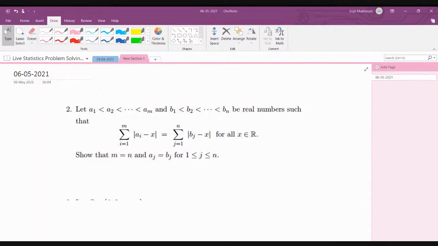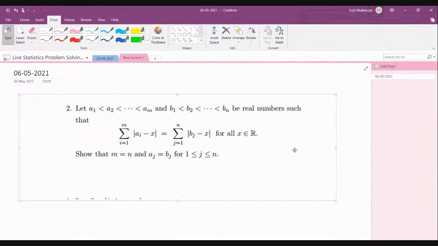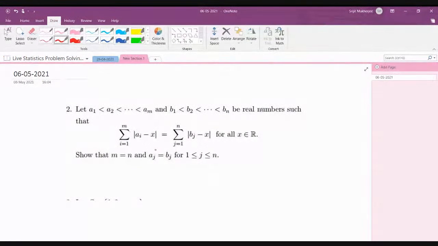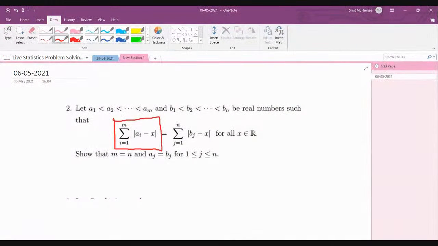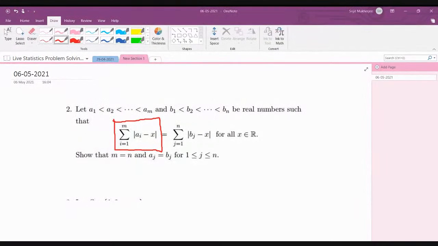So we have two sets of numbers, A1 less than ... AM and B1 less than ... BN. Can you tell me what this summation of modulus is called, guys? Can someone tell me? Any idea what this is called? It's called the mean absolute deviation.